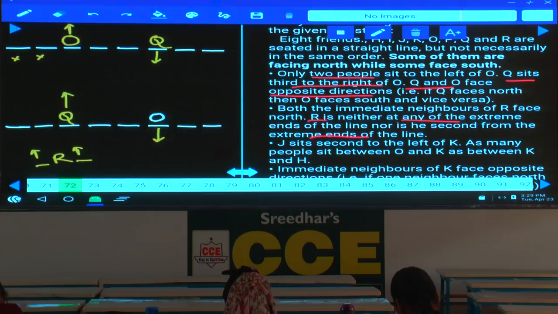Hence, how many possibilities do we have? R can be either at this place, adjacent to O, or adjacent to Q. Out of which, tell me whether R can be here or not? No. Why? If R is here, both the immediate neighbors of R are facing north. Hence, R cannot be here as well. And the only possibility left will be, this R must be towards the right-hand side of O. R must be at this place. If R is here, immediate neighbors of R are facing north. Hence, these two persons must be facing towards north. Clear now? Then, coming to the next one.